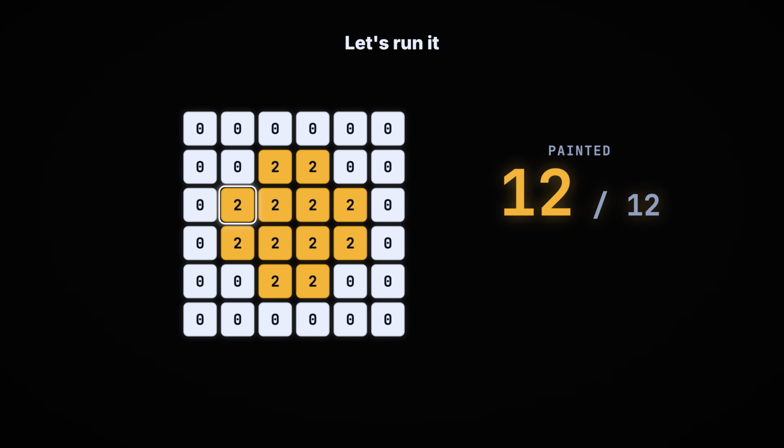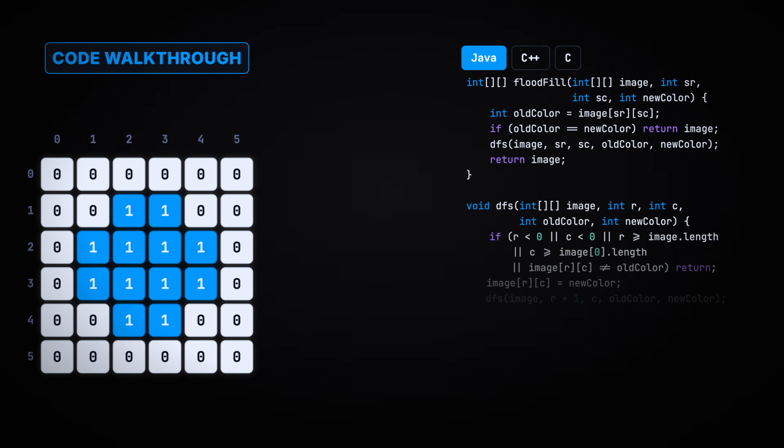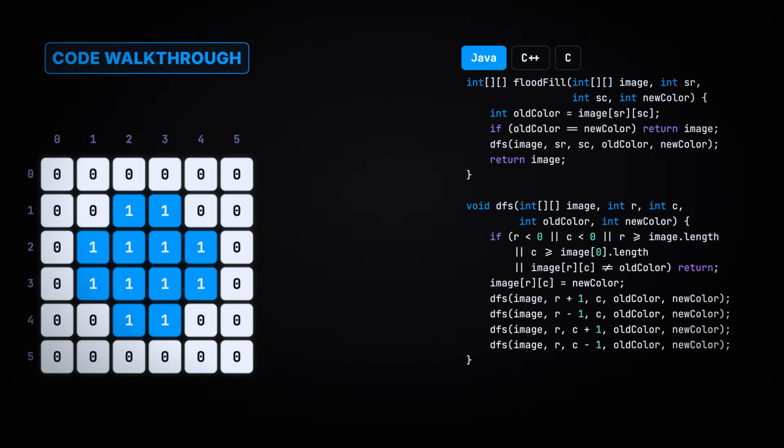Done. Clean. Now let us write it as a recursive DFS in Java. And this time, watch it fill every single cell, one by one. Our main function reads the starting cell's color, does one safety check. If the new color already equals the old, just return, and then calls DFS on the clicked cell, 2-2.